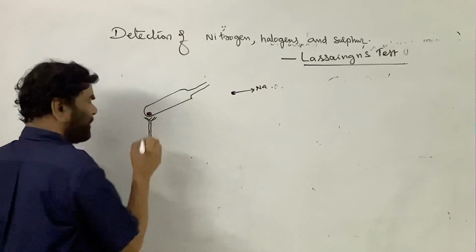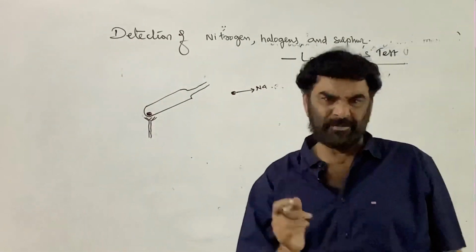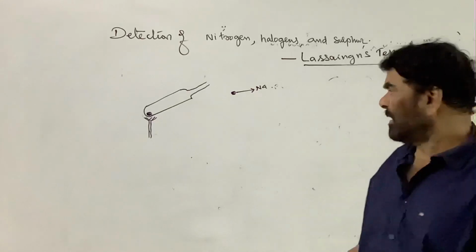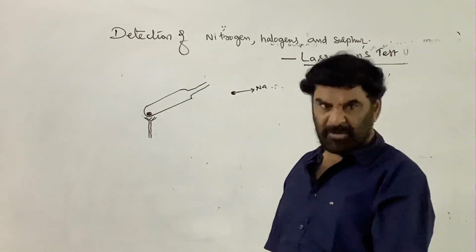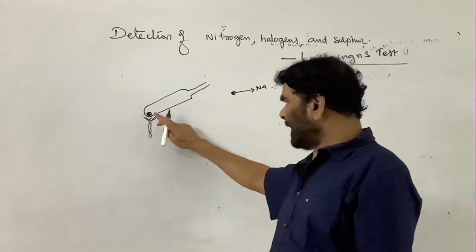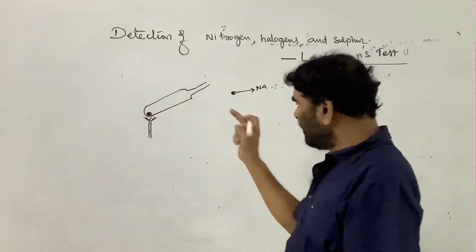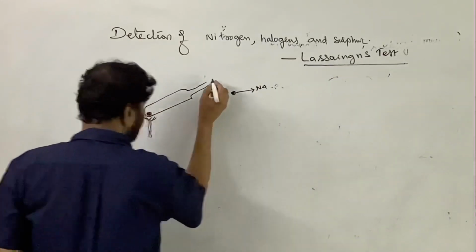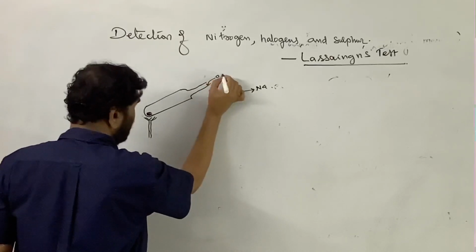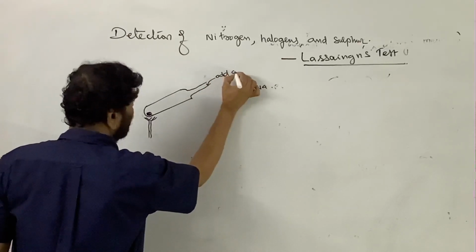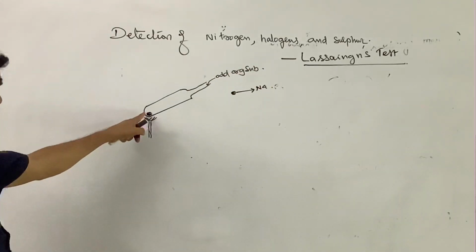This is heated. When slightly heated, it is a soft metal. You can cut it with a knife. Soft metal, poor metallic bonding, because there is only one valence electron. It melts. So when it melts, then what you have to do is add a small amount of the organic substance to this.